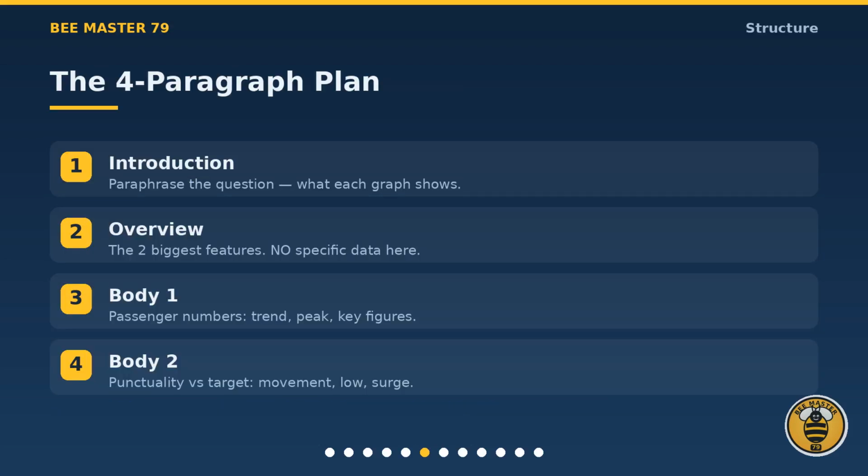My plan has 4 paragraphs. An introduction that paraphrases the question, an overview with the 2 biggest features and no data. Then 2 body paragraphs, one for each graph, where the specific figures go.